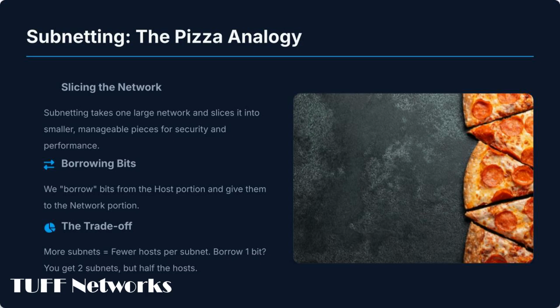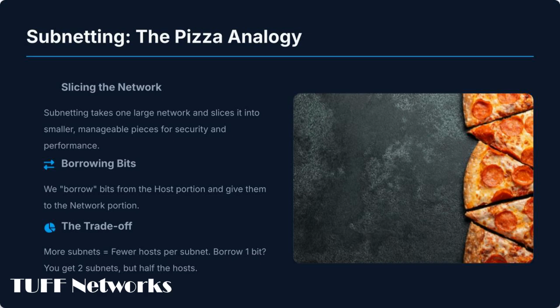In binary, we subnet by borrowing bits. Let's look at a scenario. You have a standard network, 192.168.1.0/24. You have one network with 254 hosts. But you need to separate your sales department from your engineering department. You need 2 networks. You take 1 bit from the host portion, the zeros, and give it to the network portion, the ones. Your mask changes from /24 to /25. By adding that 1 bit to the network side, you have created 2 subnets.